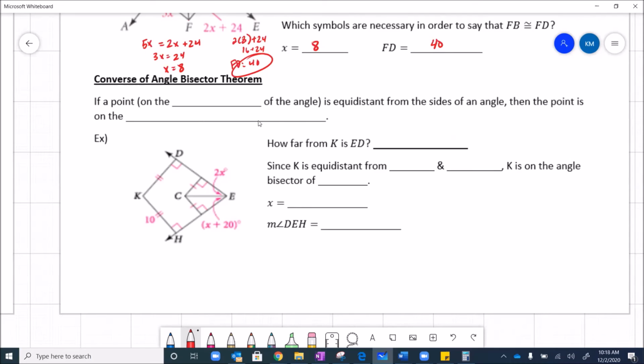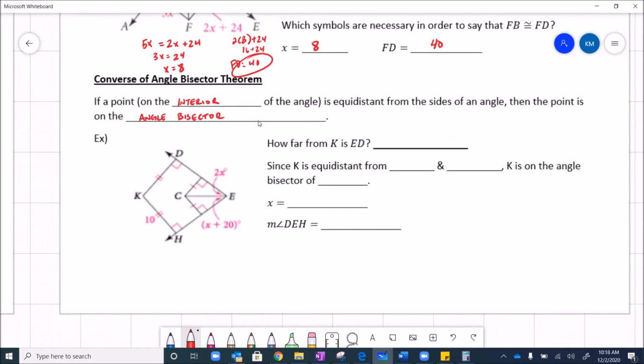The converse of the angle bisector theorem says if a point in the interior of an angle is equidistant from the sides of the angle, then the point is on the angle bisector. Basically, if we find out it's equidistant from the sides, then it's on the angle bisector. If we know it's on the angle bisector, then it's equidistant from the sides. Those are converses of each other.